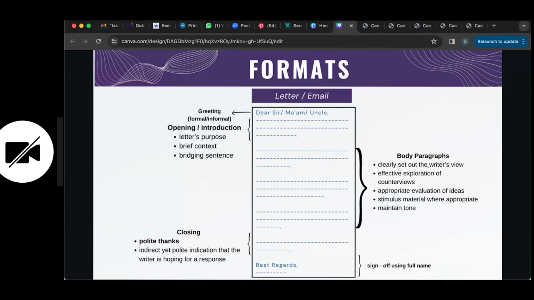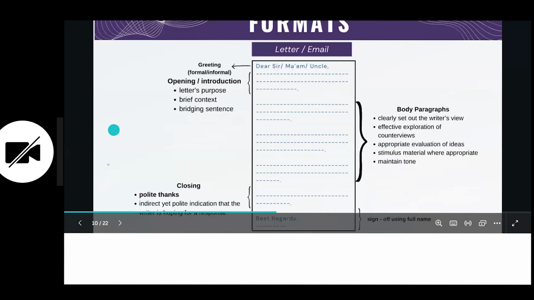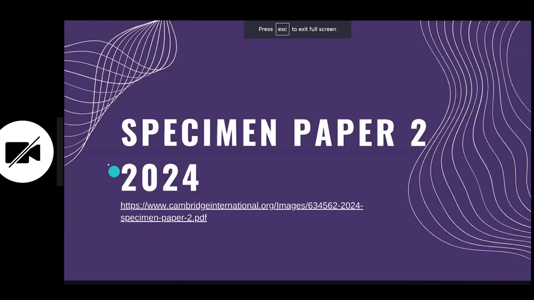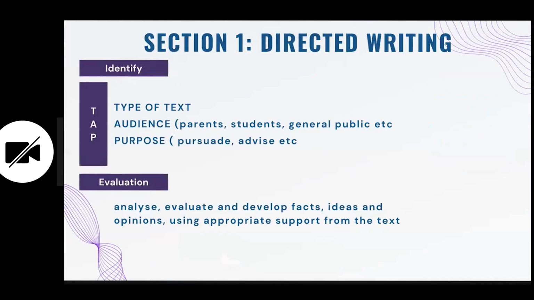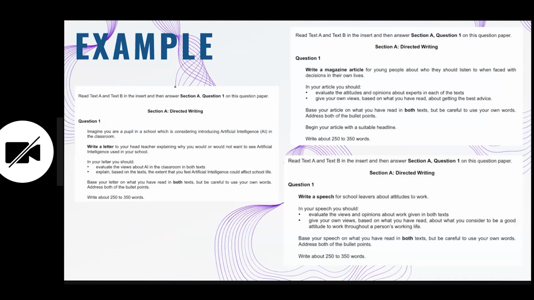Now, just the way we divided information for our article, letter में भी हम अपनी information को divide कर सकते हैं. Okay? So before I actually go over the format, I'm just going to show you a question for a letter so that you understand exactly what we're writing for. Okay? So for example, ये जो हमने question अभी देखा था, इसमें the letter that we're writing is for the head teacher explaining why you would or would not want to see artificial intelligence in your school. Okay? So the reason why I'm referring to this question is because I'll specifically give you ways to divide this information in a letter now.